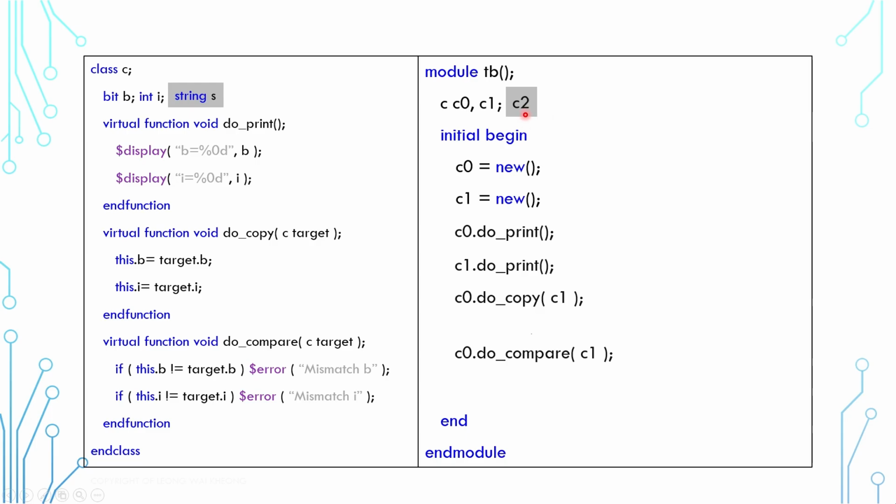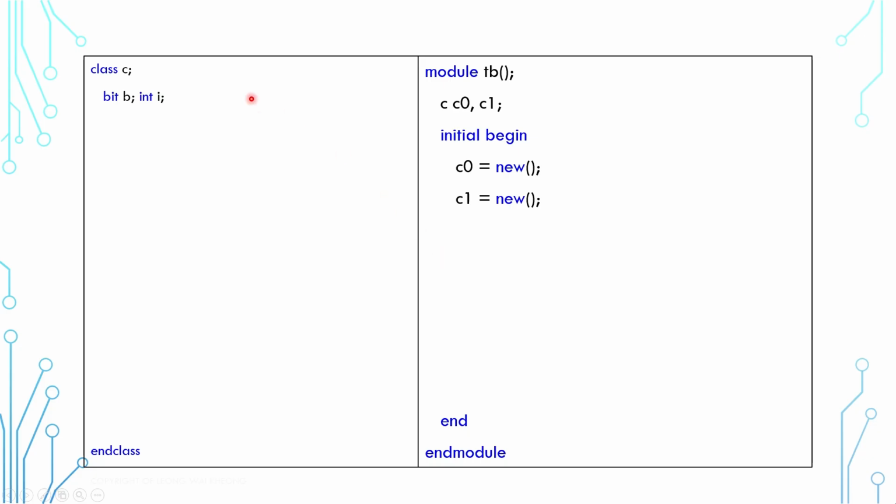Looking at the case where we add a new handle C2, it is comparatively easy to display the value of the members, to copy them, and to compare them. And the other case where we add a new member string s, this code would not be affected at all. All we need to do is to update these functions to include a new member.